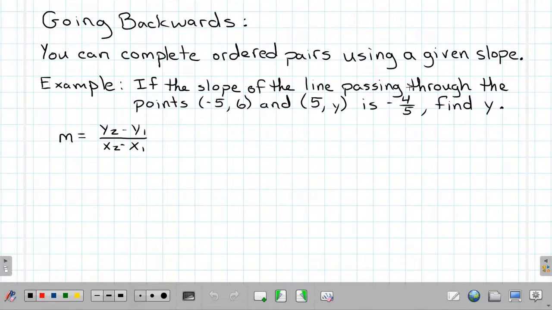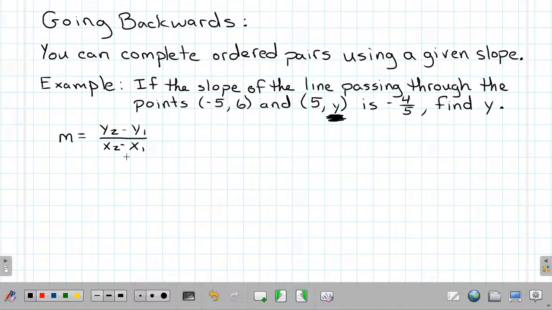So what I mean by that is the example they give here: if the slope of a line passing through the points (-5, 6) and (5, y), so the key here is they told you this is y. We don't know what y is, so that's what we're looking for. We need to know what this point is. But we know the slope is -4/5. You're asked to find y. So what do we have here?